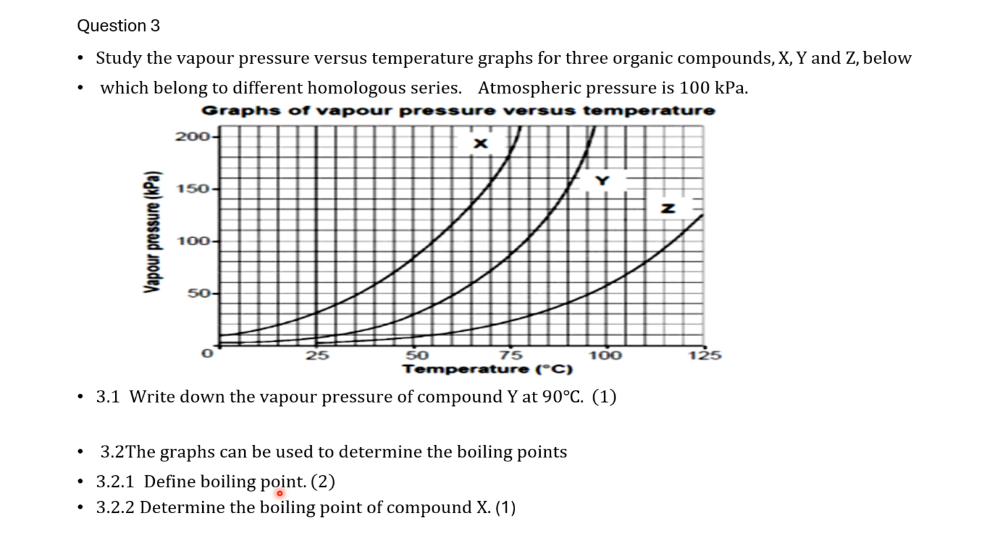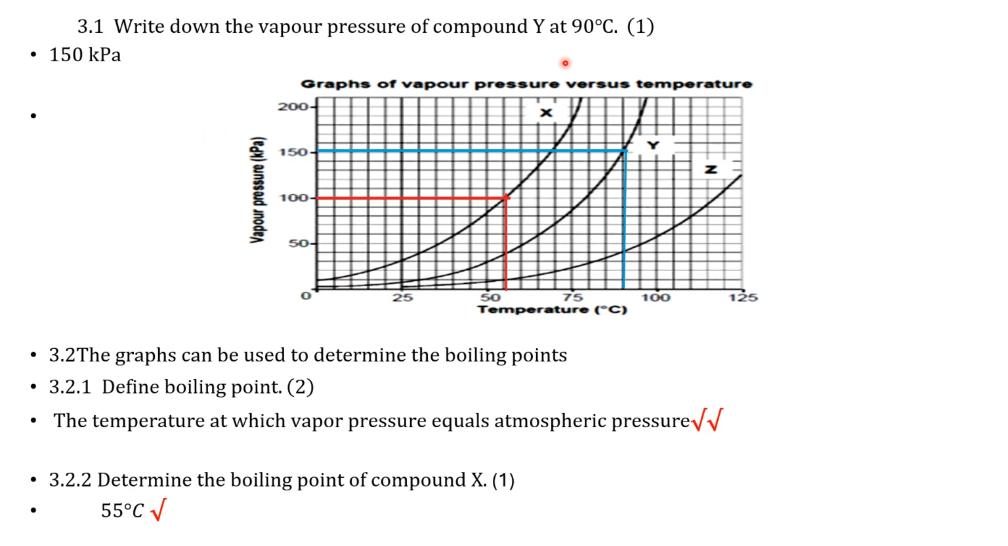Then they say that the graphs can be used to determine the boiling points. Define boiling point for 2 marks. Determine the boiling point of compound X. Alright, so there for compound X, atmospheric pressure is 100 kilopascal. So I'm going to come from 100 across and down to determine the boiling point of X. Right? So let's answer the first set of questions before we go to the second set.